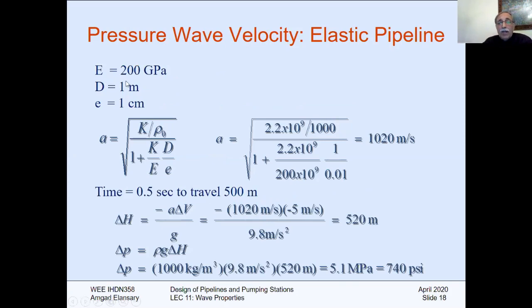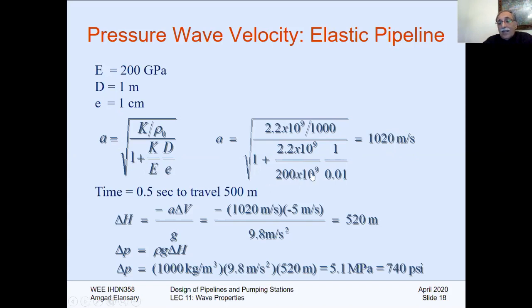Knowing the Young modulus, the diameter, and the wall thickness, we can calculate the wave speed. A is the square root of 2.2 gigapascal divided by 1000, where 2.2 is the bulk modulus K, divided by 200 for the Young modulus E, and then the diameter divided by the thickness. We'll find that it is 1020 meters per second.